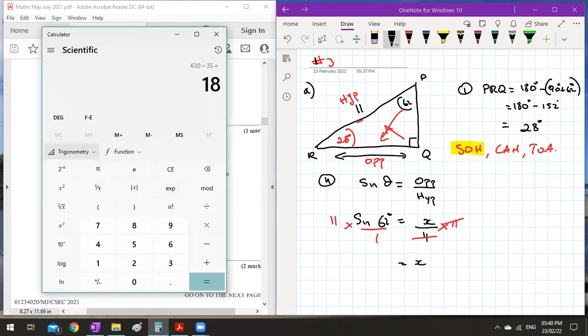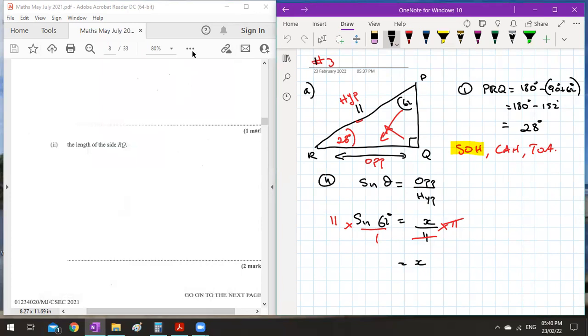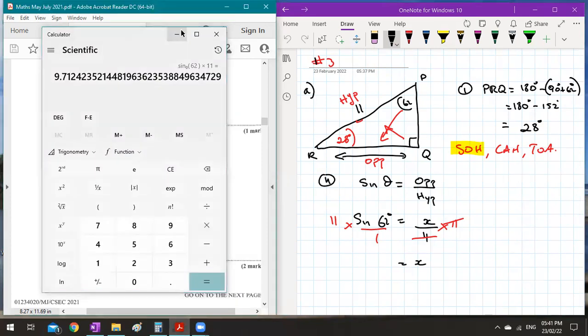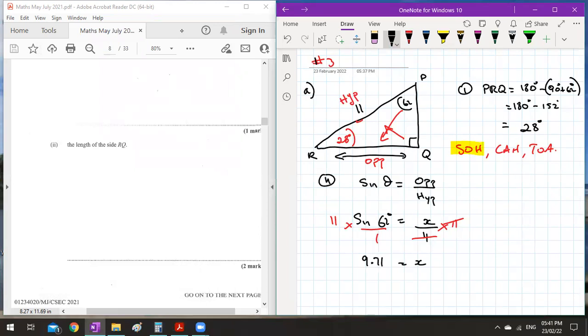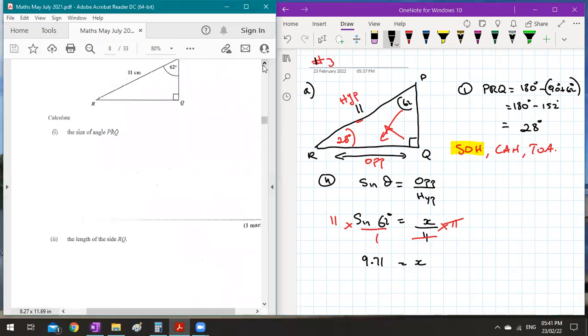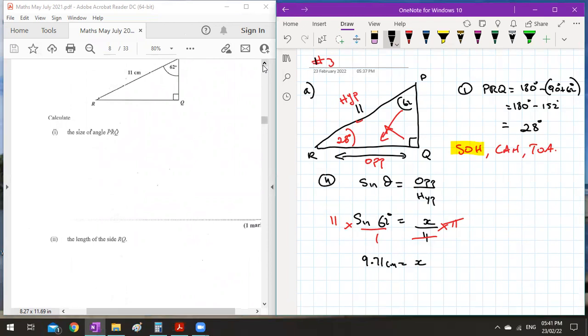And we could use the calculator to work this out. My calculator might be different from yours. I have to type in the value first and then press sine. So you're supposed to get 0.8829 whatever, and then multiply by 11. Let's use 2 decimal places for now. So 9.71. And we're given units. Yes, centimeters. So put back units.